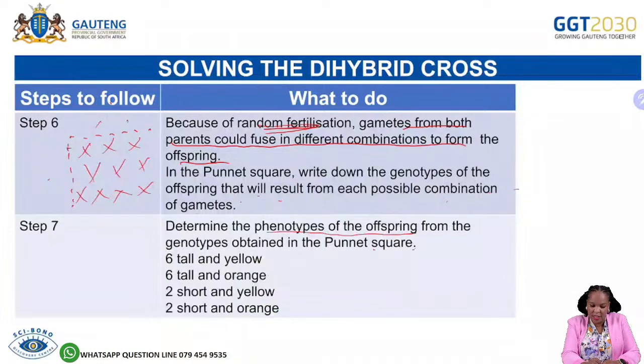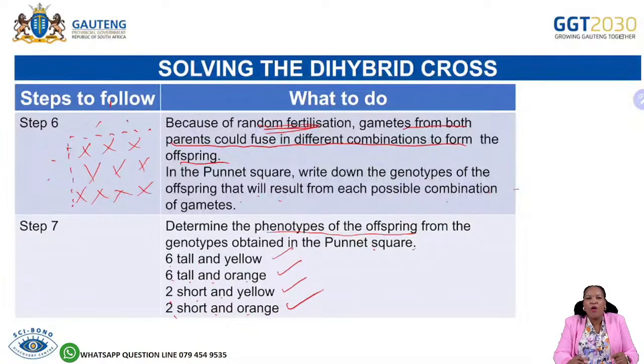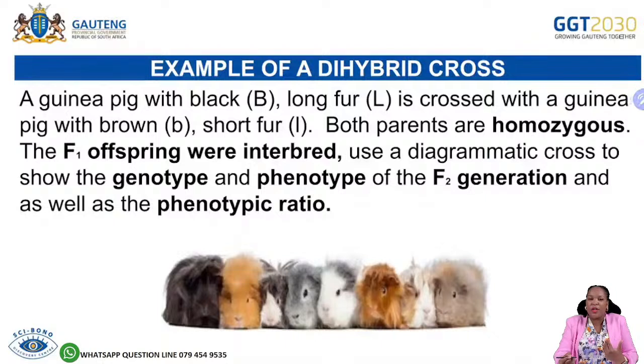So in our genetic cross, where we were crossing that tall plant that is yellow with a tall plant that has orange flowers, we get 6 that are tall and yellow, 6 that are tall and orange, 2 that are short and yellow, 2 that are short and orange. This is now the phenotype as you count from the genotype that you got. So I think it will make sense once we do it in practical now.